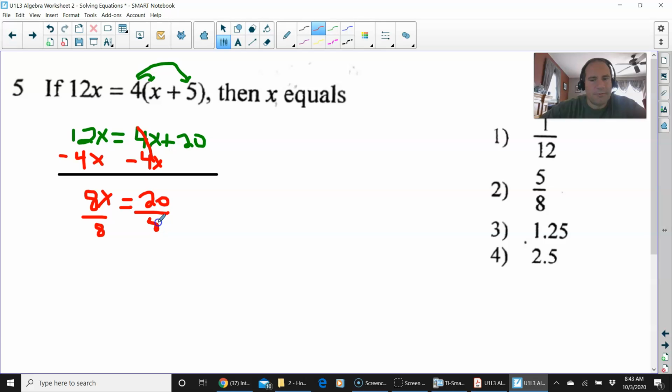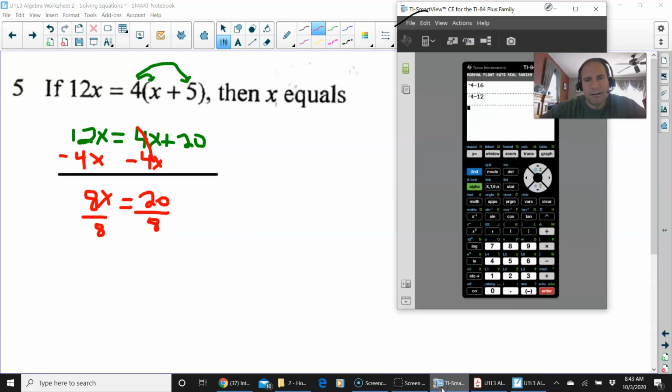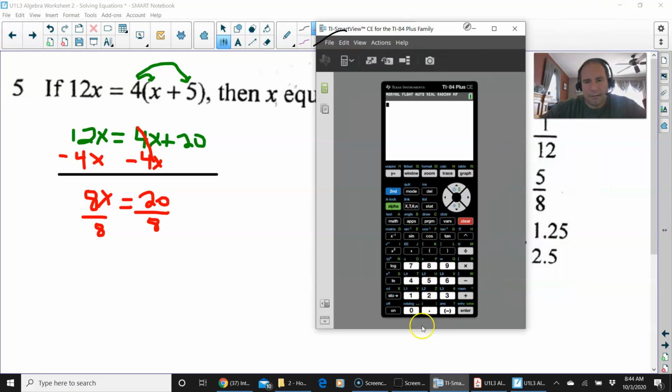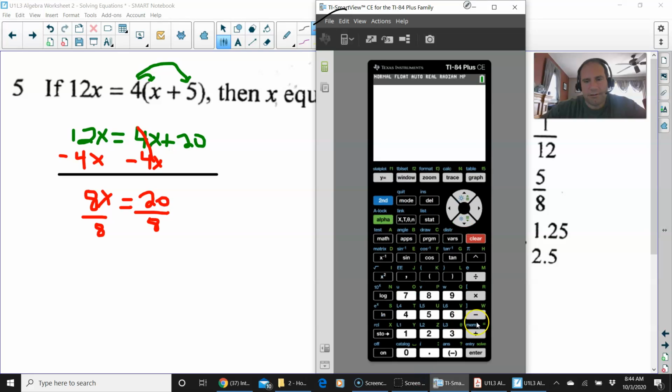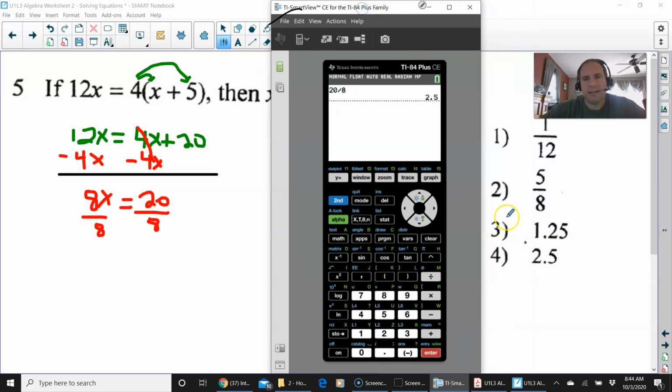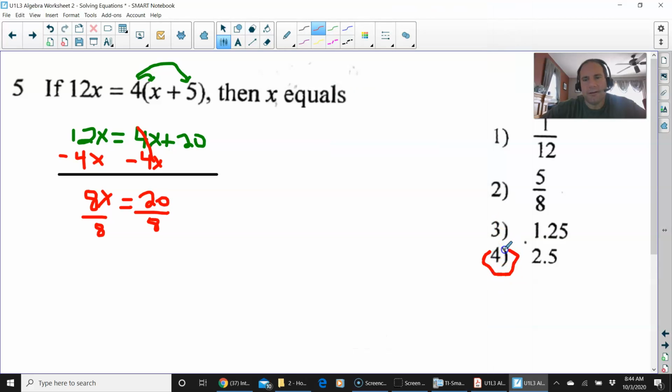and I am going to bring up my calculator right here, and I'm going to clear it out, and we're going to just do 20 divided by 8, and hopefully get 2.5, and 2.5 is there as an answer, so 4 is your answer. So x equals 2.5, and we're good there to go.